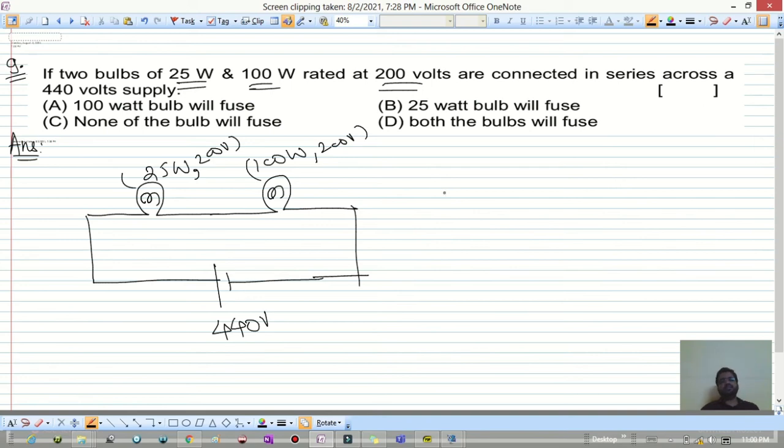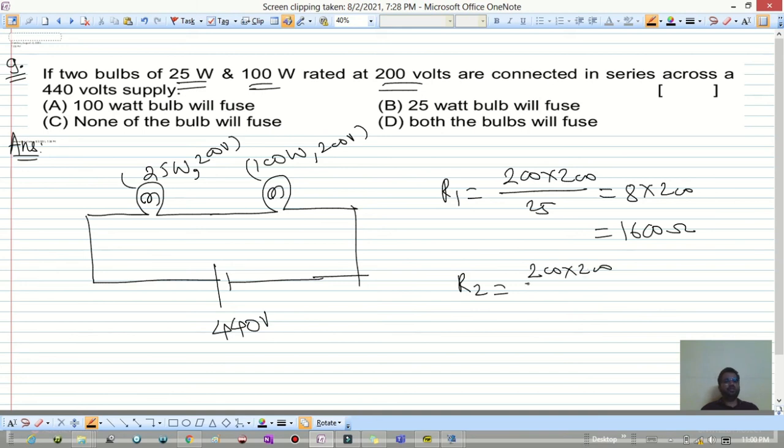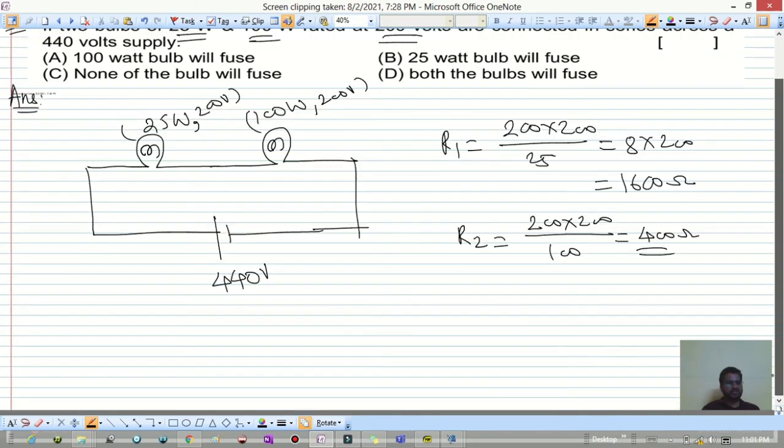So over here, resistance of the first bulb R1 is equal to V square, that is 200 into 200, divided by P, that is 25. So it is 8 into 200, which is equal to 1600 ohm. So this is R1. R2 we have V squared, that is 200 into 200 divided by 100, which is 400 ohm. Greater the resistance, greater will be the voltage, isn't it? Therefore, as the resistance of the first bulb is greater than that of the second bulb, voltage across the first bulb will be greater than the voltage across the second bulb.